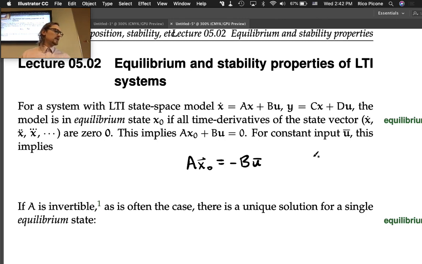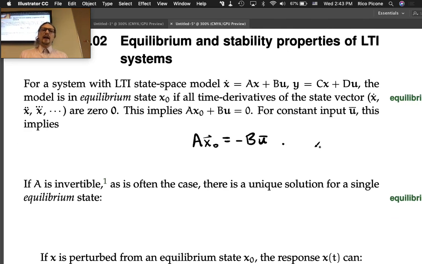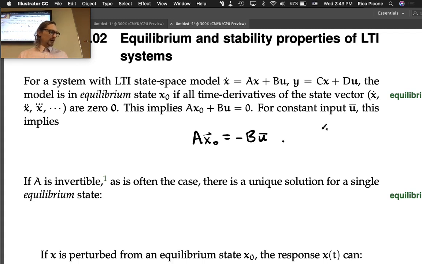and on the right-hand side we have negative Bu bar. I'm going to put just u bar there. It is a vector, but putting a vector and then a bar is hard to see, so I'll just put u bar. If matrix A is invertible, as is often the case, there is a unique solution for a single equilibrium state.